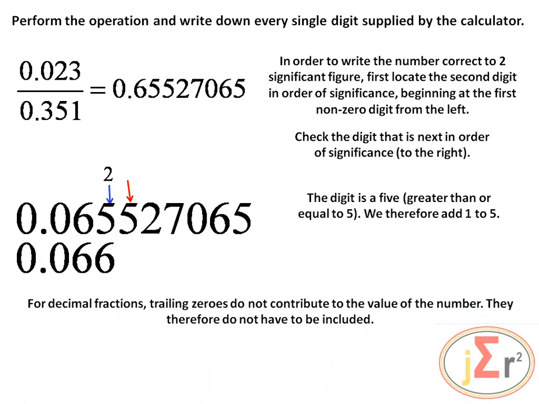For decimal fractions, trailing zeros do not contribute to the value of the number. They therefore do not have to be included. When we generally write a number correct to a particular number of significant figures, we have cases in which trailing zeros will have to be included in order that the value of the number may be retained, or at least the answer will be an approximate value of the initial number. However, in this particular case, the trailing zeros are not necessary because they do not affect the value of the number in any way.